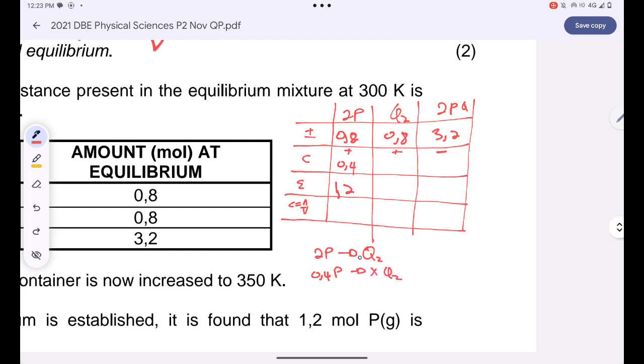Just cross multiply. 1 multiplied by 0.4, that's 0.4. 2 times x, that's x. Then x is basically 0.2. That's just 0.2. And then I also have 0.4 over there, because the ratio is just 2:2. So the number of moles there will just be equal to the number of moles there. Okay. So at equilibrium, I will simply have 0.8 plus 0.2, that's 1 mole.